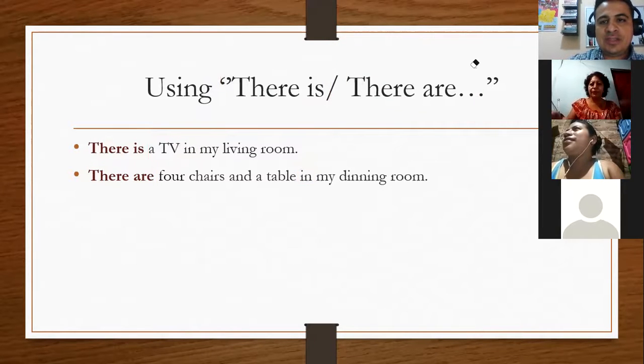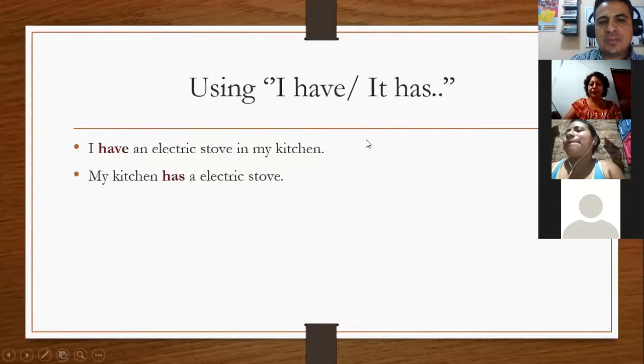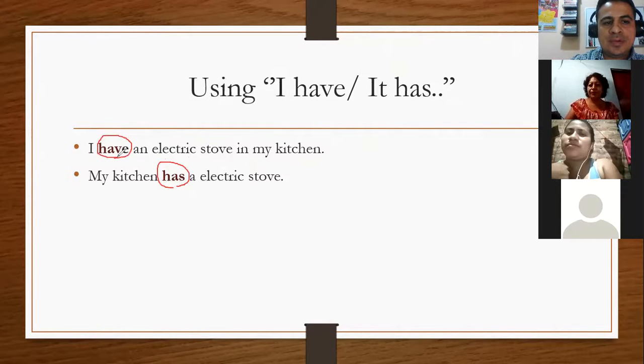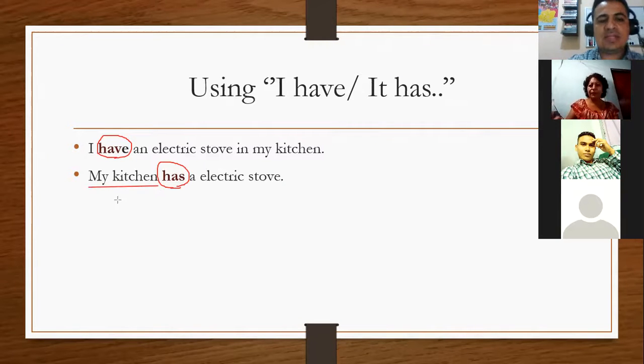All right, so I can use there is or there are, o también puedo usar esto. I have and it has. For example, I have an electric stove in my kitchen, okay? Es algo que yo tengo, right? I have an electric stove in my kitchen. My kitchen has an electric stove. Aquí estoy usando has. Y aquí have. ¿Por qué uso has acá abajo? Porque está hablando de it. Correct, right? My kitchen. El sujeto es it. Podría usar también it aquí, right? Y decir, it has an electric stove, okay? Very good.